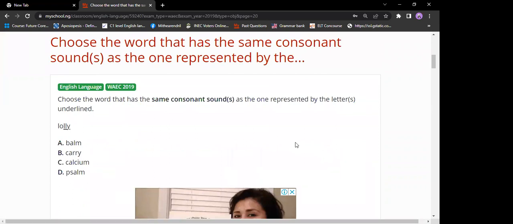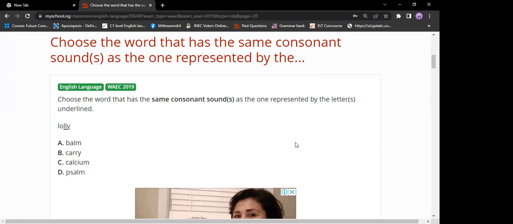Okay, we have lolly. So the sound we are looking for is... So let's start from the first one. We have bomb, we have carry, we have calcium, and the last one is sun.